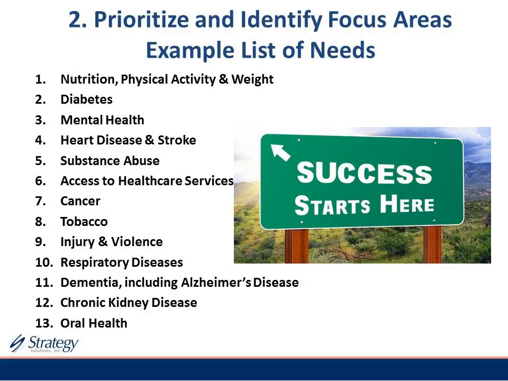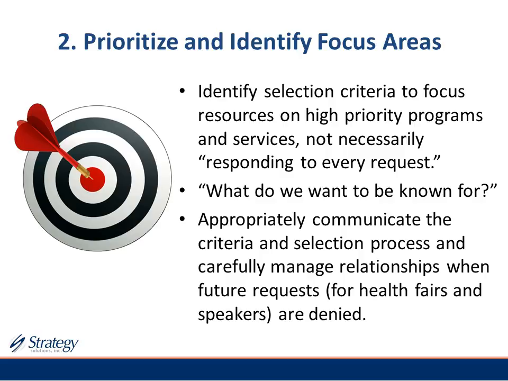You also then want to prioritize and identify your list of focus areas. Most people know how to do this. You come out of your needs assessment with a list, you put them in order based on some criteria. Most people do that. You want to think about what kind of criteria you want to focus those resources on, and not necessarily responding to every request, including what we want to be known for as a community or a health system, and appropriately communicate that selection process and carefully manage the relationships, especially if you're not going to do certain things based on your selected priorities.